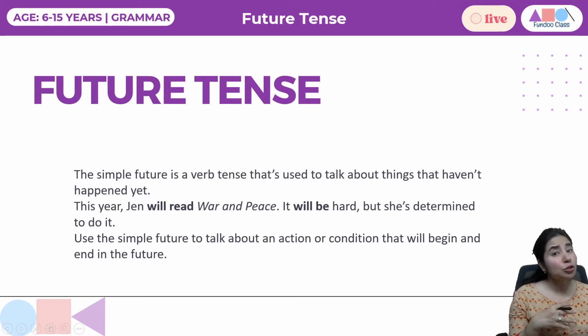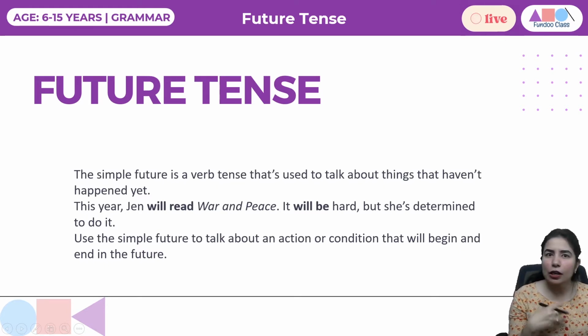So let's do some examples, right? So this year, Jen will read War and Peace. It will be hard, but she's determined to do it, right? So we talk about actions or conditions that will begin and end in the future. So the event is going to happen in the near time, right?